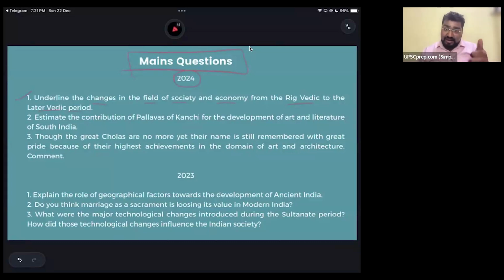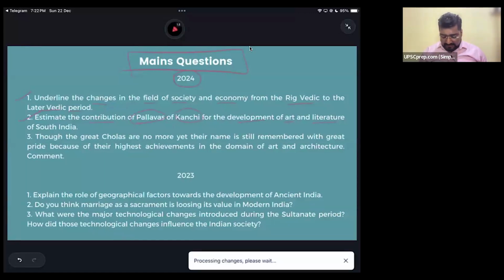Yes, extra effort is there with respect to answer writing. Got it? So that has to be done. When you do answer writing, first you should have the content with you. So first, content, reading, understanding concepts, conceptual clarity. Then revising and then writing the answers. This will help you solve the questions in mains and also the questions in prelims. Got it? See the second question. Estimate the contributions of Pallavas of Kanchi for the development of art and literature of South India.